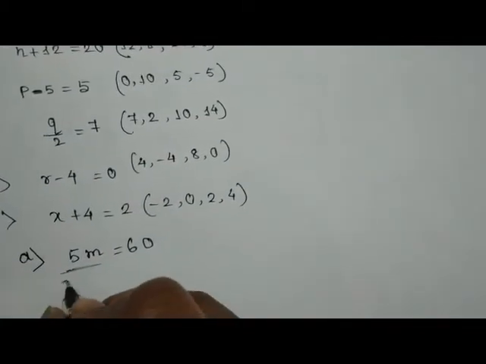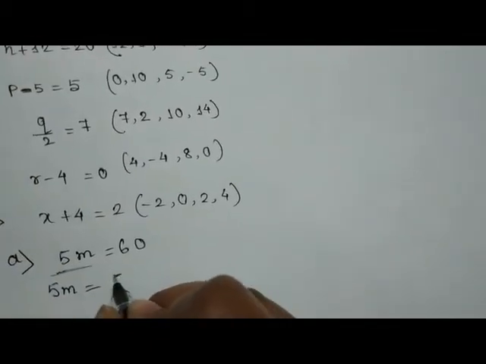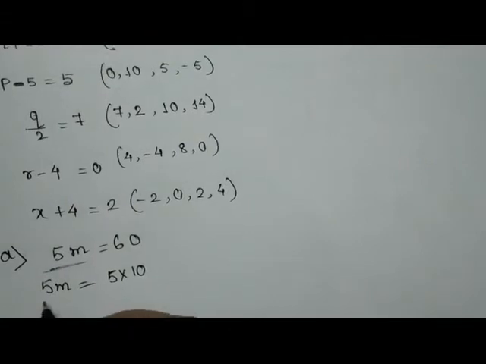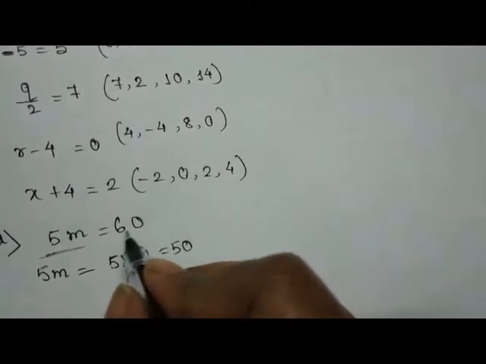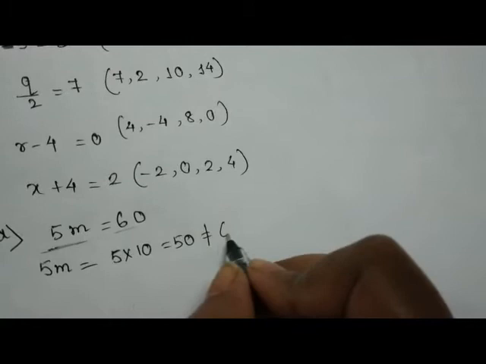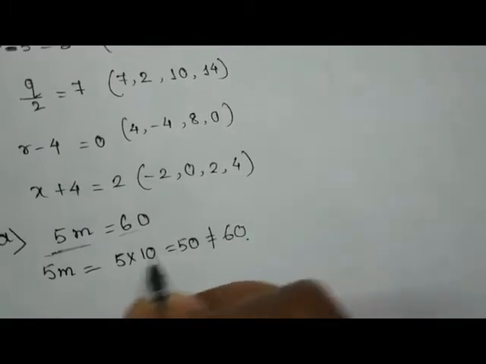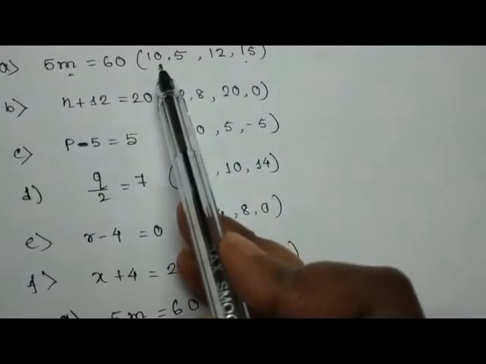Now 5m, here we will put the value. So here in 5m, in place of m we will put 10. So m is equal to 10 here. 5m means 5 into m. So 5 into 10 is 50, which doesn't satisfy the right hand side, which is 60. 50 is not equal to 60. So that means this is not the solution of the given equation.